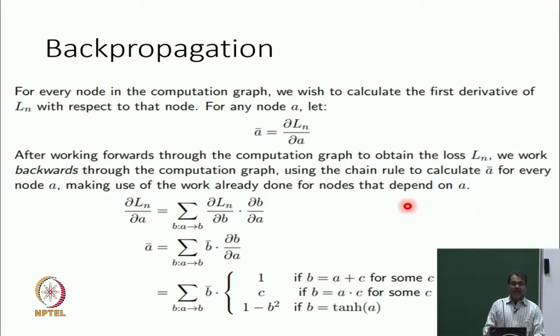The slide gives one example, so let us look at it. Suppose B is equal to A plus C. Then what is del B by del A? It is 1, since C is not dependent on A. On the other hand, if B is equal to A times C, what is del B by del A?